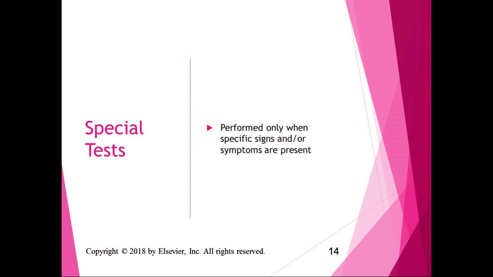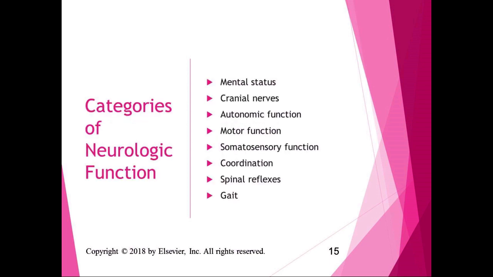Special tests are usually performed only when specific signs or symptoms are present. So you'll do the screening, you'll do the comprehensive evaluation, and then if special tests are needed, such as nerve conduction studies or electromyography, those are done after the screening. The categories of neurologic function are mental status, cranial nerves, autonomic function, motor function, somatosensory function, coordination, spinal reflexes, and gait. All of those are tested in a comprehensive neurological exam.